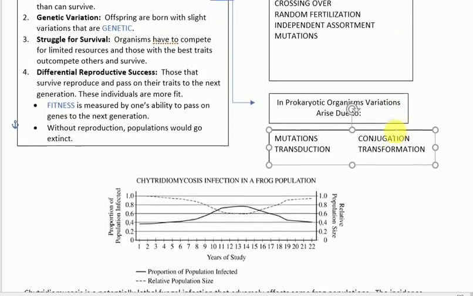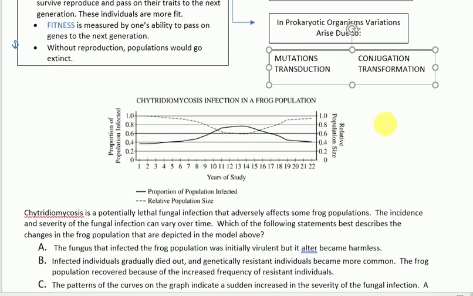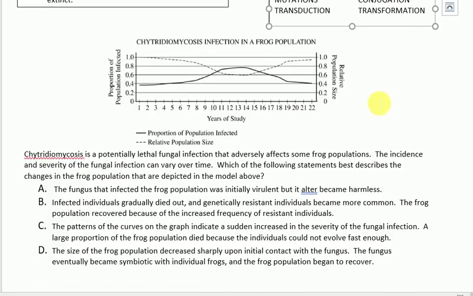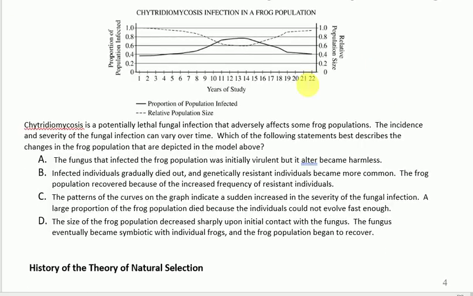Okay, so let's look at how we can apply this to an AP example. We've got a graph up here, and it's showing us a solid line of the population that's infected, as well as the dotted line, which is the relative size of the population. And this is a 22-year study.